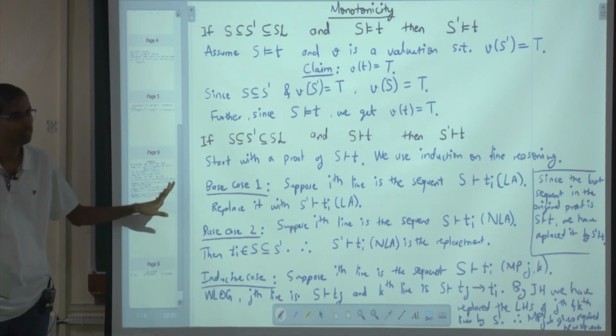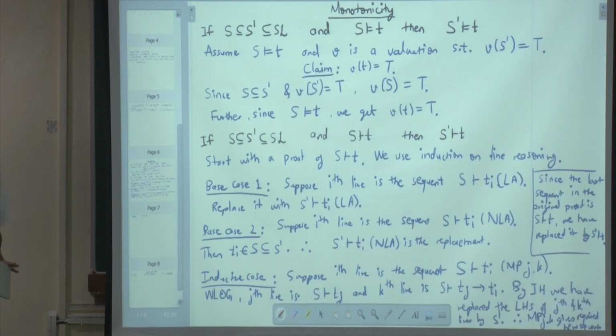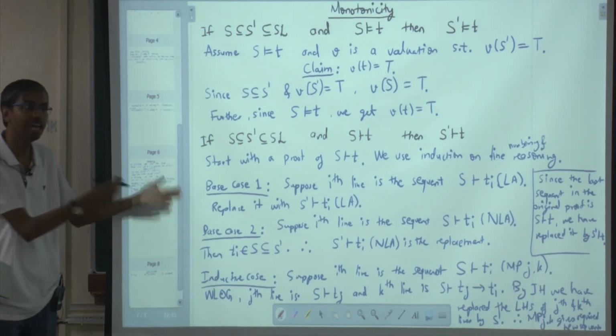Understood this? Yes. So here are we saying that the Tj and Tj implies Ti are LA or NLA? No, we are not saying that. They could themselves be obtained from MPs. But by induction hypothesis, that's why I actually write line numbering. Okay, so it is induction on line numbering.